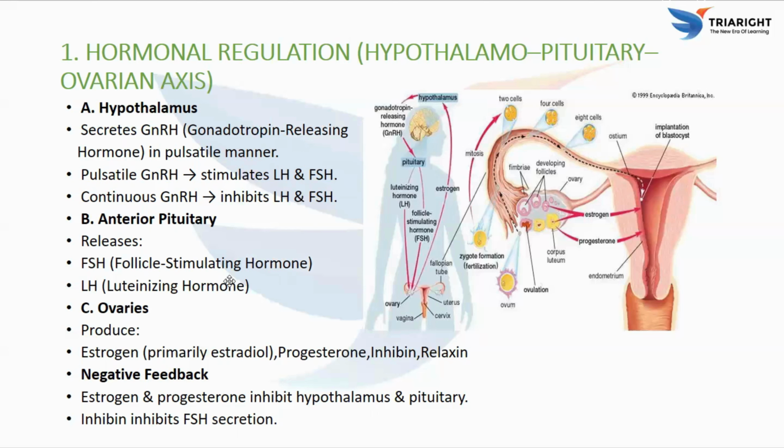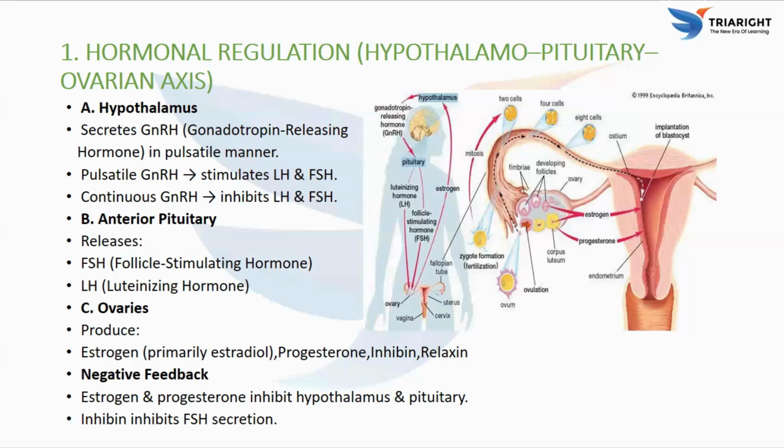So what is the negative feedback concept? This is an important concept. In this feedback, hormones from the ovary control the hypothalamus and pituitary. Estrogen and progesterone are the hormones whose high levels decrease the GnRH, FSH and LH hormones. It also prevents multiple egg release. So what does inhibin do? It specifically reduces the FSH secretion. This feedback system keeps the cycle balanced.